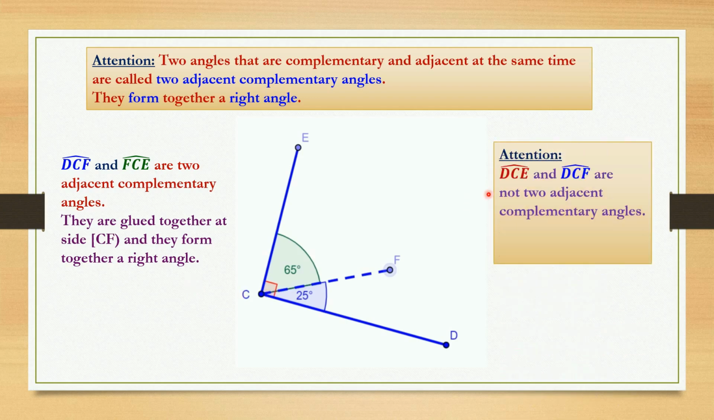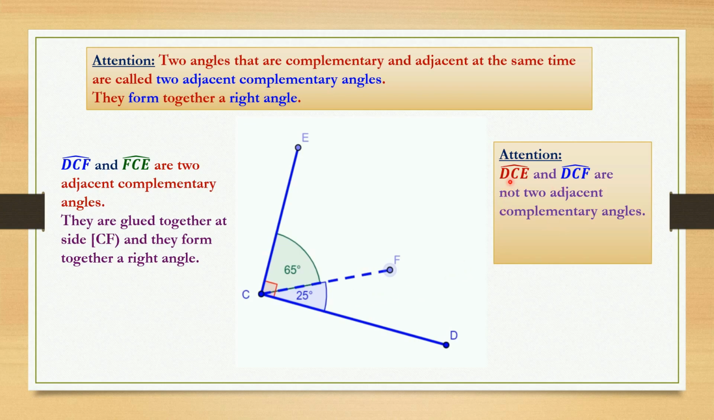Attention, DCE and DCF are not two adjacent complementary angles. The angle DCE is equal to 90 degrees and angle DCF equals 25 degrees. 90 plus 25 equals 115 degrees. So of course they are not complementary.